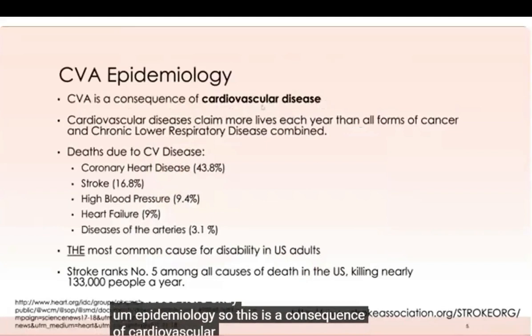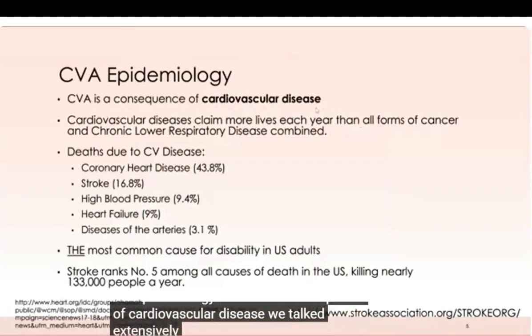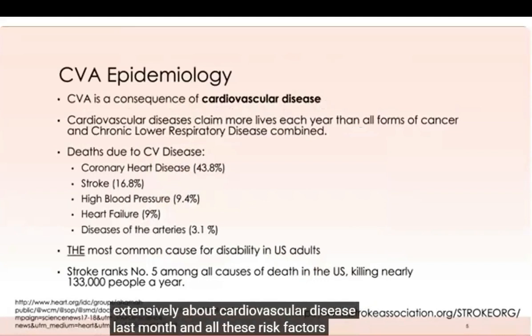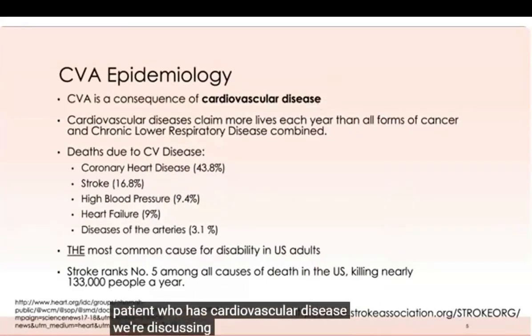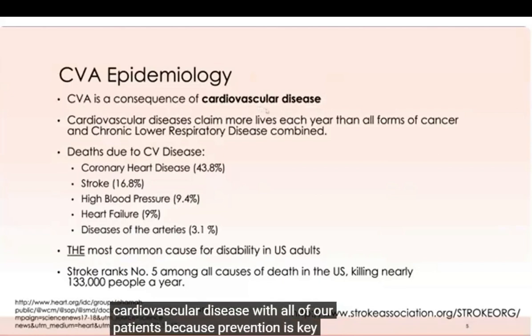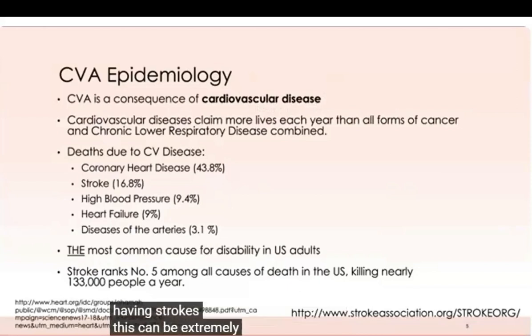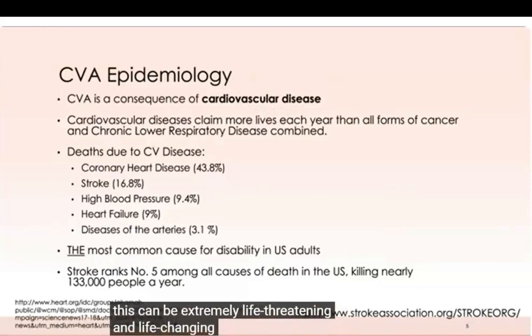Epidemiology. So this is a consequence of cardiovascular disease. We talked extensively about cardiovascular disease last mod and all these risk factors for cardiovascular disease. This is why it's so important that if we have a patient who has cardiovascular disease, we're discussing it with them, whether we're treating them for Achilles tendonitis or we're treating them for hypertension. We are talking about cardiovascular disease with all of our patients because prevention is key. And we do not want any of our patients having strokes. This can be extremely life-threatening and life-changing.